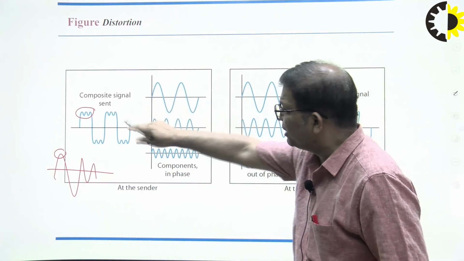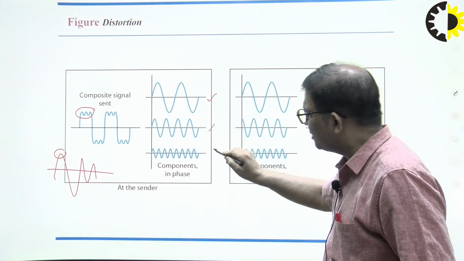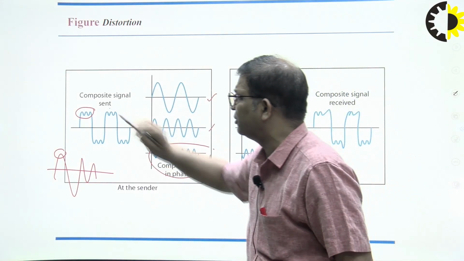So if we read this signal, this is the high node and this is the lower node signals at this point.